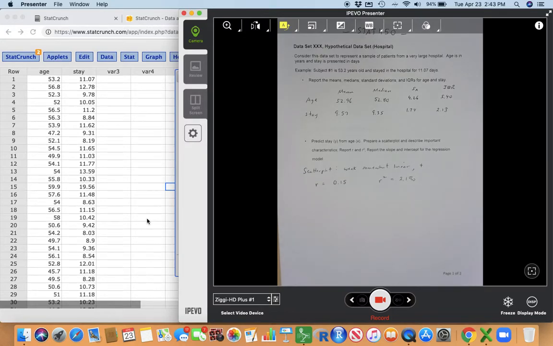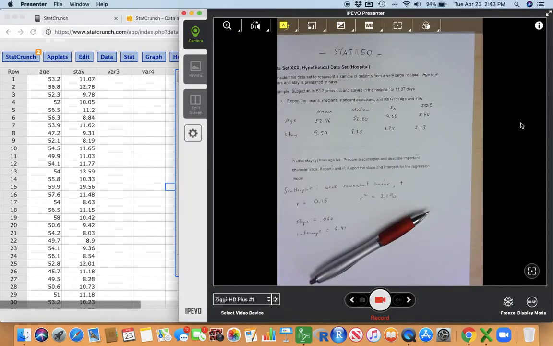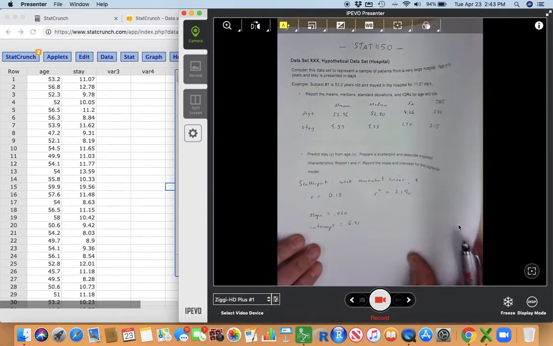The next thing I want to do is report the slope and intercept for the regression model. Well, guys, the slope is the value that goes with age. So the slope is 0.060, and the intercept is 6.41. All right, so we got that part.